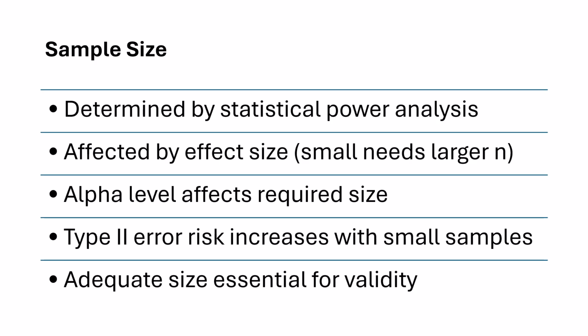Sample size is determined through power analysis, which considers several factors. Effect size is one. If you're looking for a small effect, you need a larger sample. Alpha level, typically 0.05, also affects required size. With small samples, you risk type 2 errors, missing effects that actually exist. Adequate sample size is essential for validity. The exam might ask about factors that determine appropriate sample size or problems with studies that have too few participants.